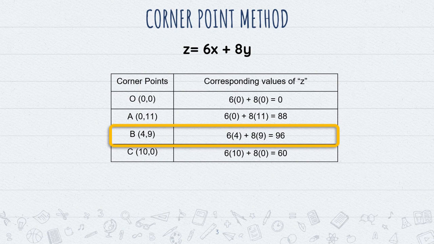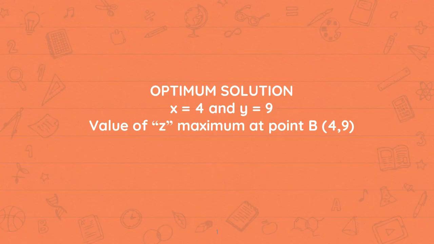First let's find the value of z at point O. The coordinates of point O are 0 and 0, so 6 times 0 plus 8 times 0 gives us 0. Likewise we will get the value of z as 88, 96 for the third, and 60 for the fourth point, so we have all four values of z at the corner points of the feasible region. Since our objective is to maximize z, the optimal solution lies at point B, 4 and 9, because the value of z is maximum at point B. This is how we solve linear programming graphically.